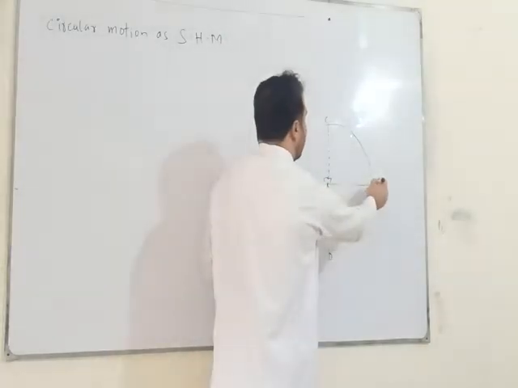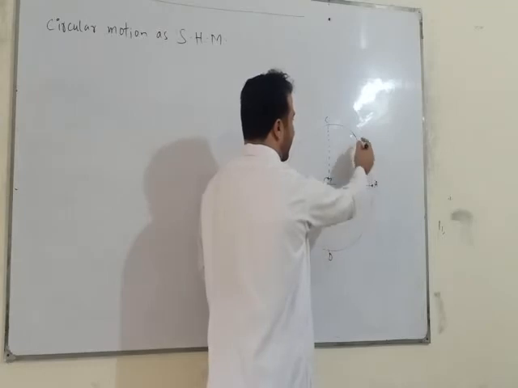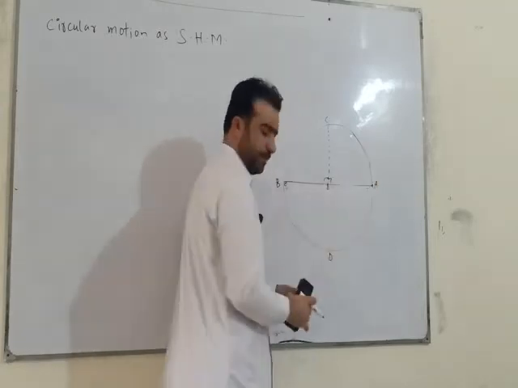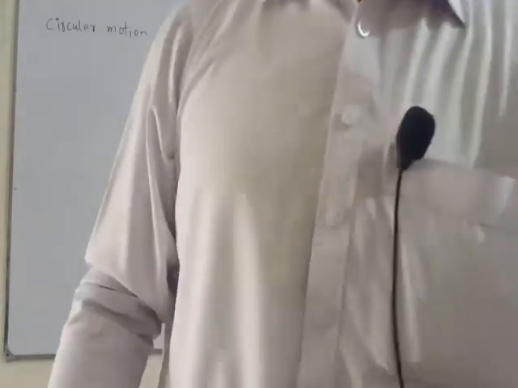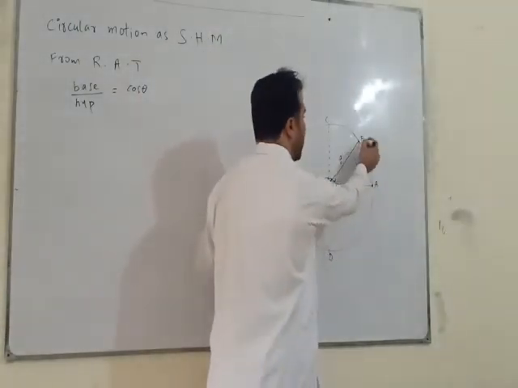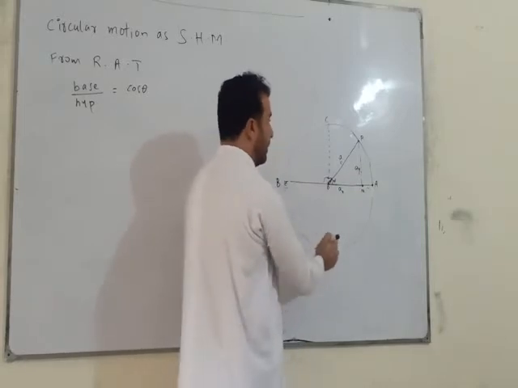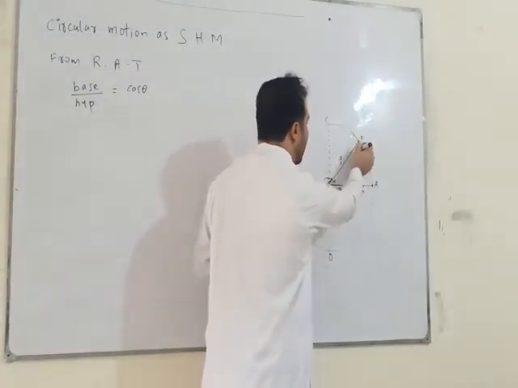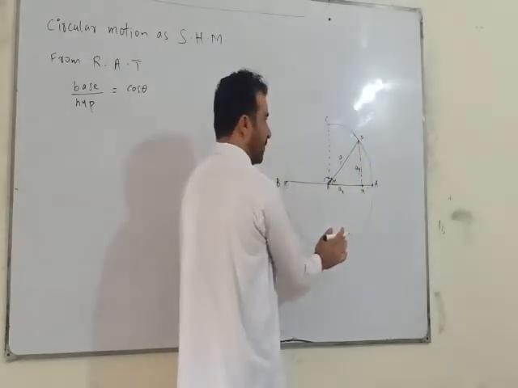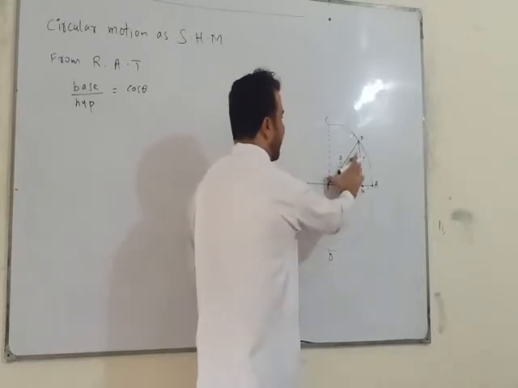Okay? Now let's suppose the body doesn't displace by 90 degrees, but goes from A to B by some angle theta. As the body moves from A to B, the projection goes from O to N. Clear? Now draw a perpendicular from point P onto the x-axis, and join the point P with the center of the circle. So we have a right angle triangle.